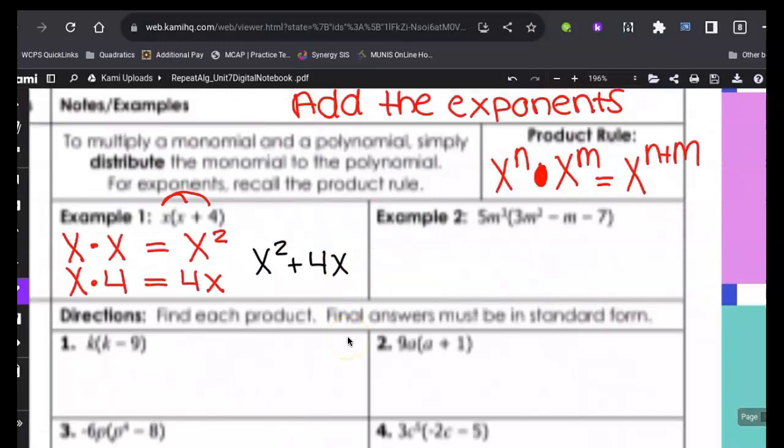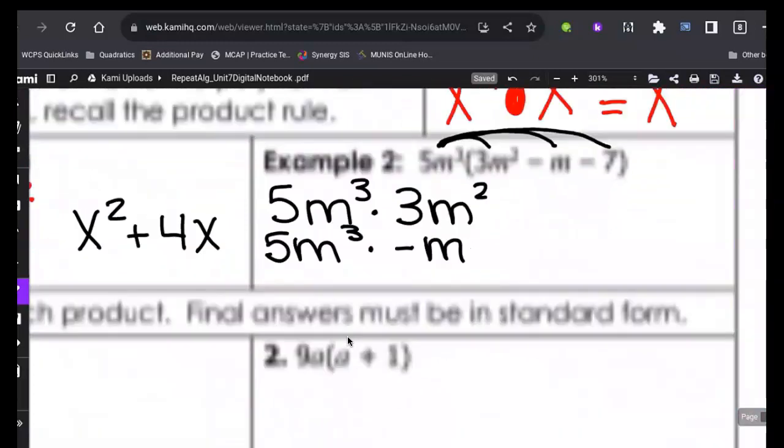So it doesn't matter what the variable is, we're still going to distribute the first term to each of the terms. So we're going to do 5m to the third power times 3m to the second power. And then we're going to distribute it to the next term. Then we're going to do 5m to the third power times negative m. And then last, we'll do 5m to the third power times negative 7.